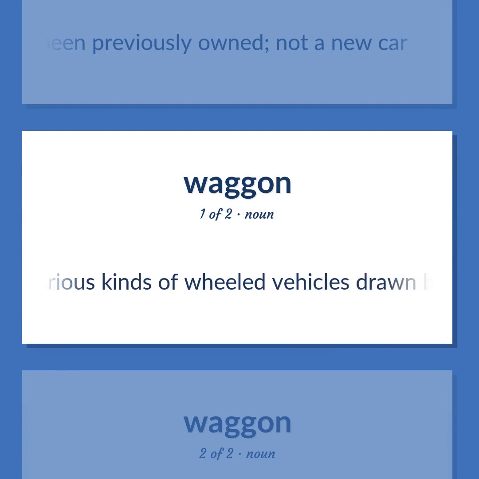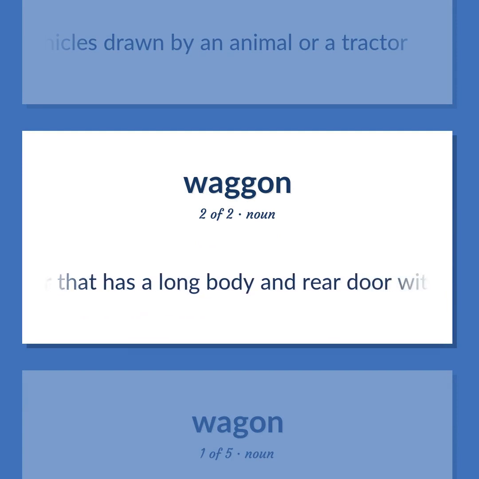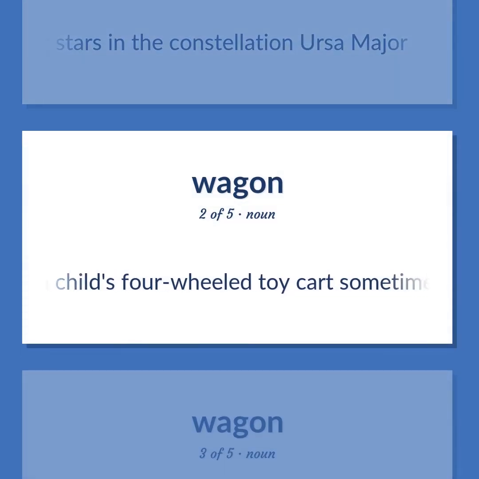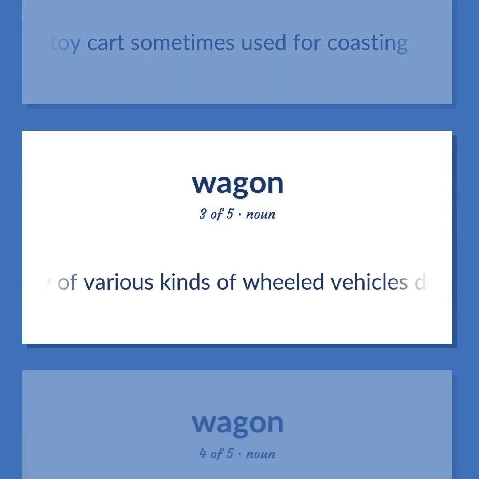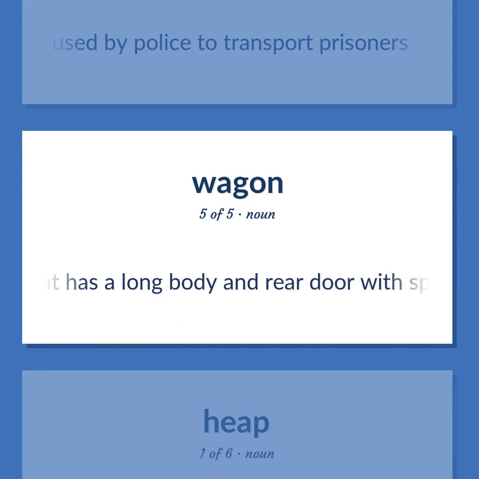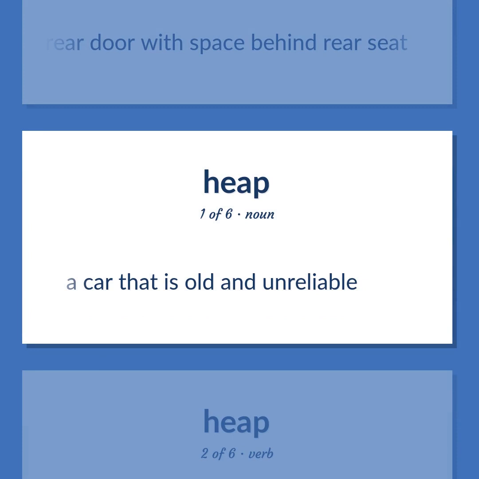Any of various kinds of wheeled vehicles drawn by an animal or a tractor. A car that has a long body and rear door with space behind rear seat. A group of 7 bright stars in the constellation Ursa Major. A child's 4-wheeled toy cart sometimes used for coasting. Van used by police to transport prisoners. A car that is old and unreliable.